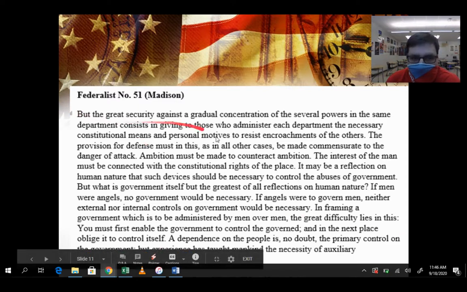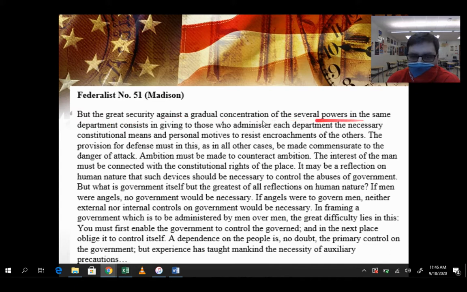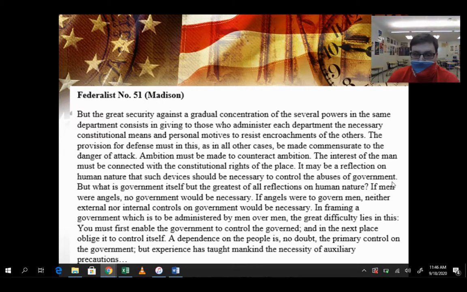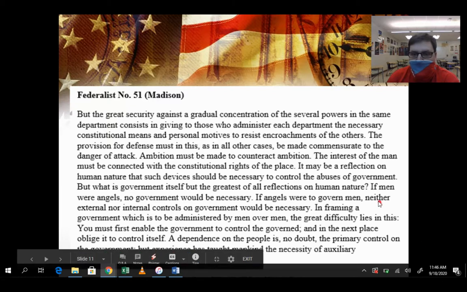Well, you can read this first part right here, and if it makes sense to you, that's awesome. And I would love to see if you can understand what it's talking about here. But it does have something to do with checks and balances. But here he starts to get really philosophical, James Madison. It may be a reflection on human nature that such devices, that checks and balances, should be necessary to control the abuses of government. Why do we need checks and balances? Why are they necessary? You admit they're necessary, right? So why? Let me ask a question.